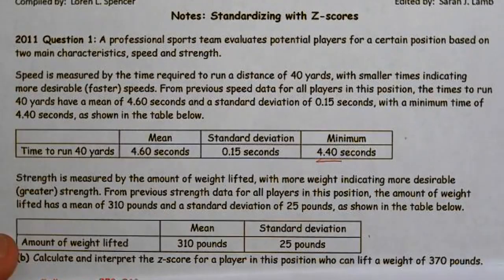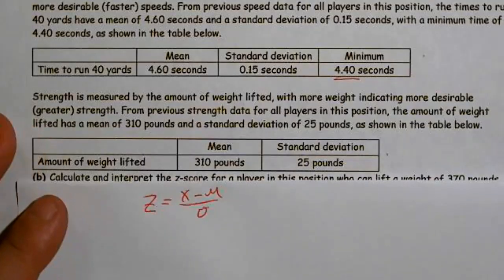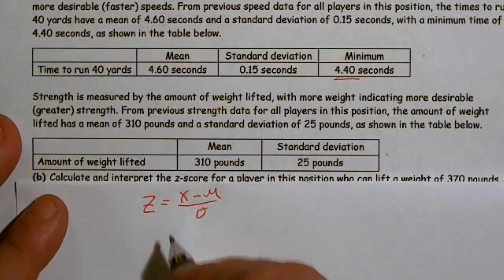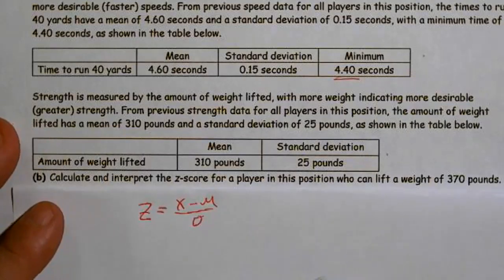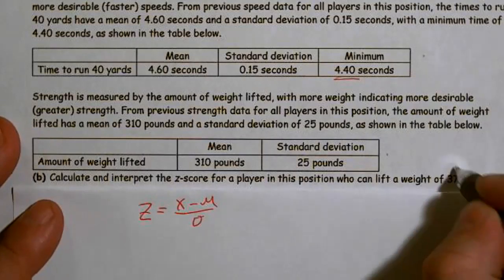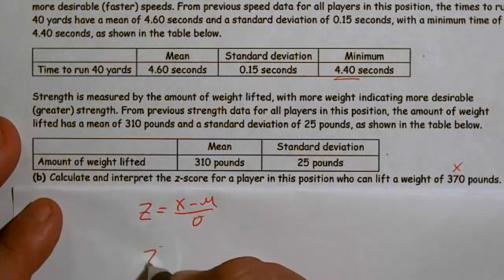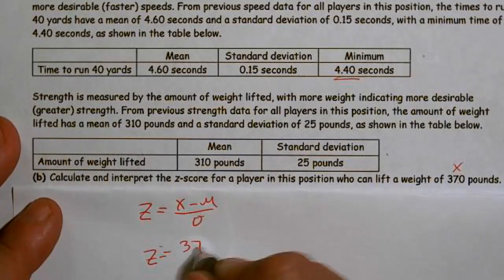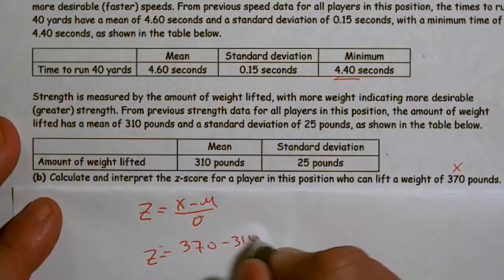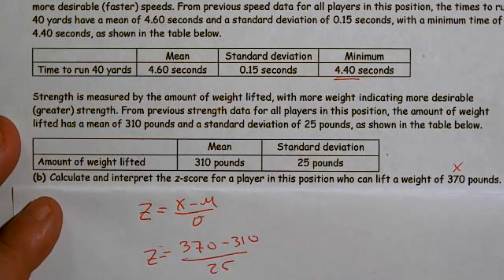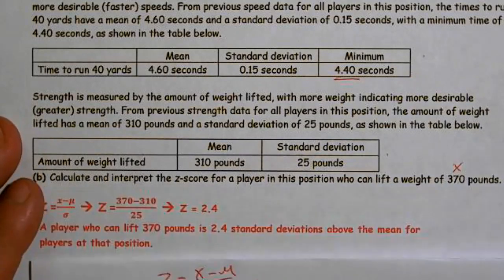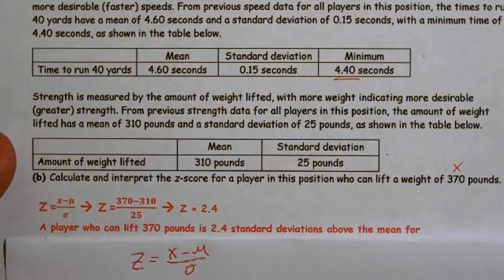Whenever we're doing z-scores, our formula is z equals x minus mu over sigma if we're working with a single score. In this case, we know the mean, and we know the x value. So we're going to have z equals 370 minus 310 divided by 25. So z equals 60 divided by 25, and we end up finding that he's 2.4.